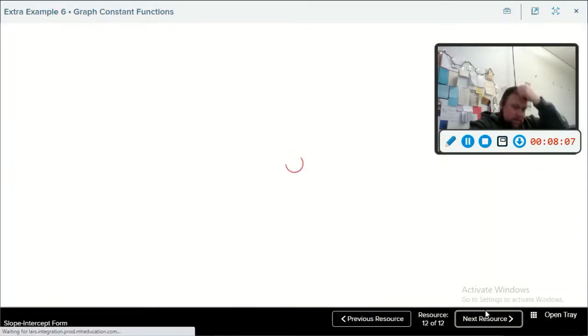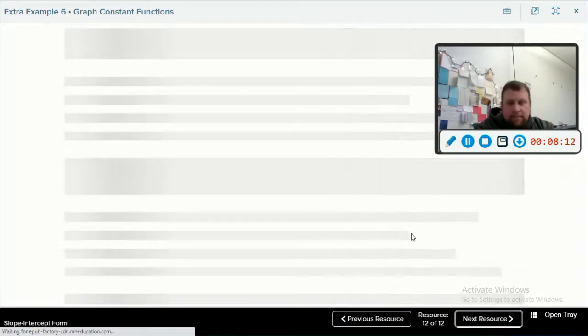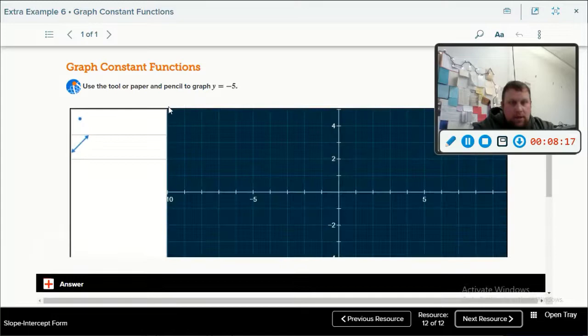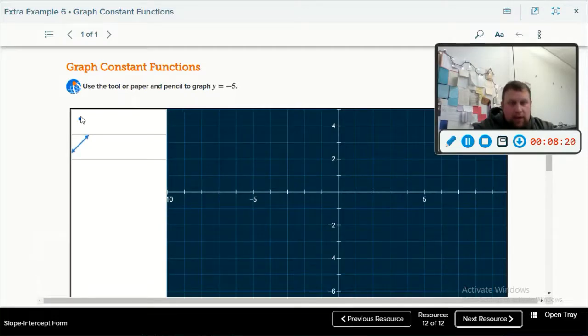Last of the day. What do we got right here? We're going to graph y equals -5. Well, here's the deal. What does y equal? -1, 2, 3, 4, 5. What does y equal when x is -5? It equals -5. And this one should be -5 as well. What does y equal when x is 5? It equals -5.